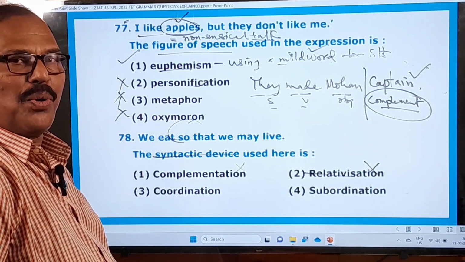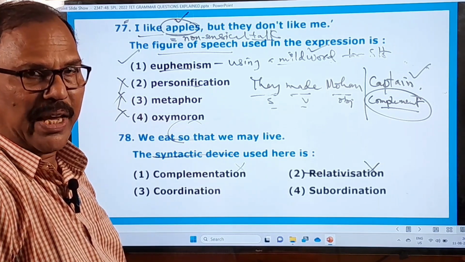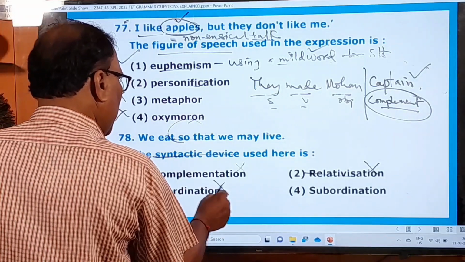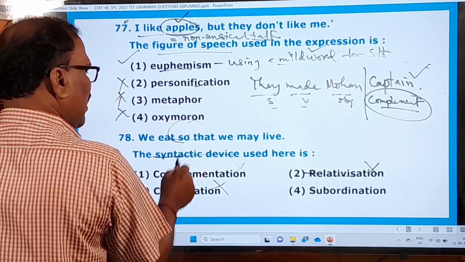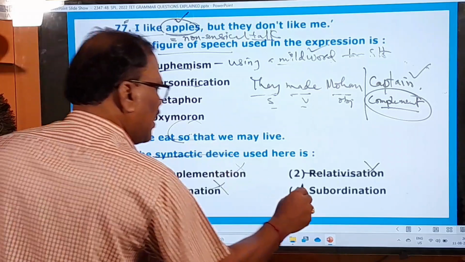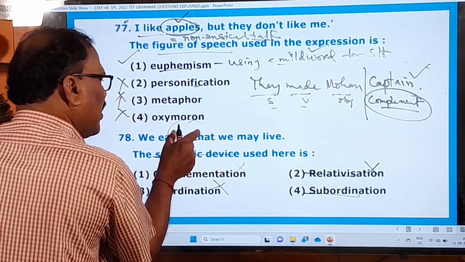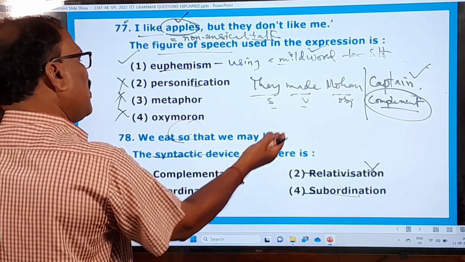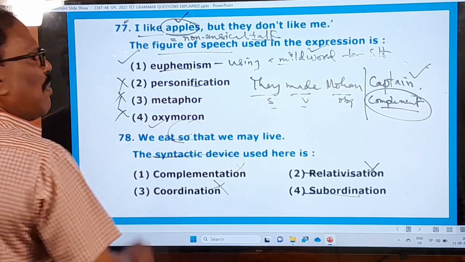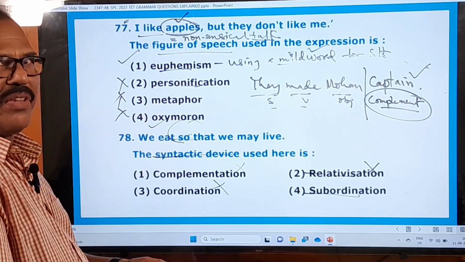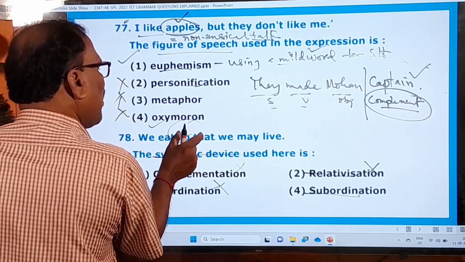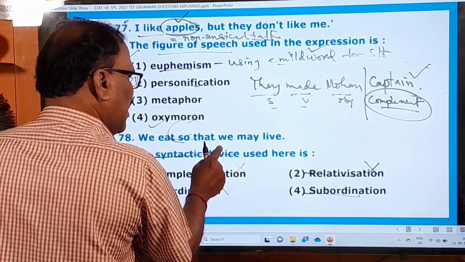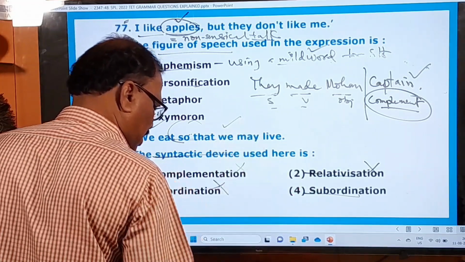హూ, హూమ్, హూస్, వాట్, విచ్, దట్. ఓకే, ఇవన్నీ కూడా రిలేటివ్ ప్రొనౌన్స్. అండ్ నౌ హియర్ యు సీ దిస్ కాంప్లిమెంట్. నో. కోఆర్డినేషన్, ఇట్స్ నాట్ ఎ కోఆర్డినేటింగ్ కంజంక్షన్. Okay, that's why it's not correct. It is a subordinating conjunction. Therefore, you can find it in the subordination. We eat so that we may live. మేము జీవించగలందులకు మేము భుజిస్తాము. See the Telugu meaning of this. But since it is a subordinating conjunction, this so-called subordination syntactic device is used in this, right?